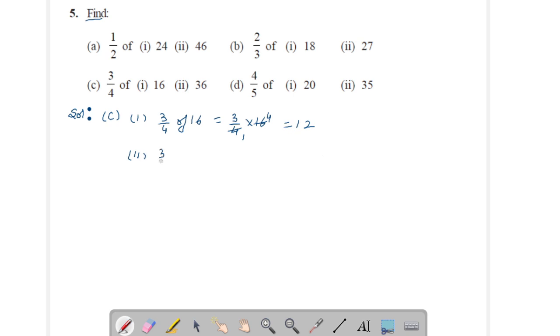3 upon 4 of 36. This can be written as 3 upon 4 into 36. Here cancel 4 and 36 by 4. 4 1s are 4. 4 9s are 36. Multiply 3 into 9. 3 9s are 27. This is your answer. Then come to D part.